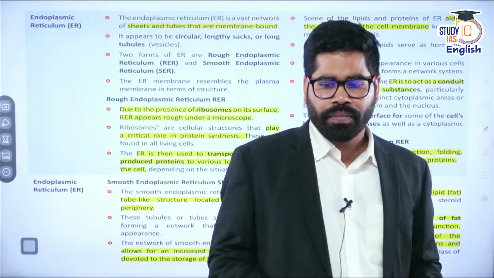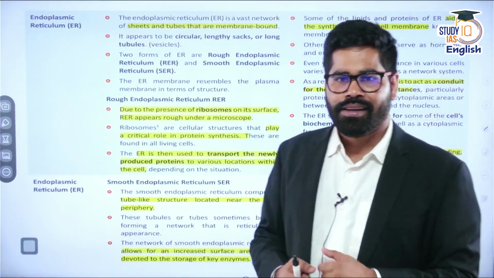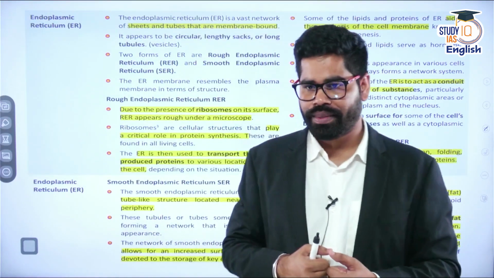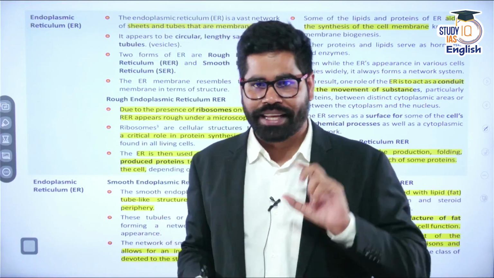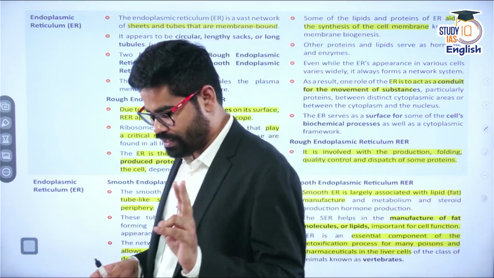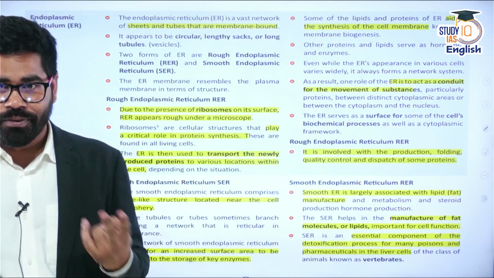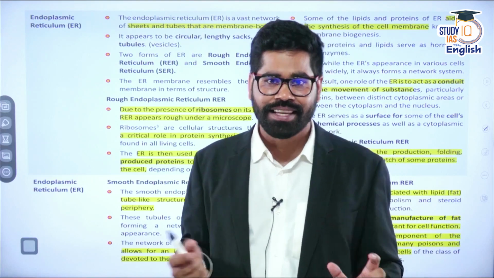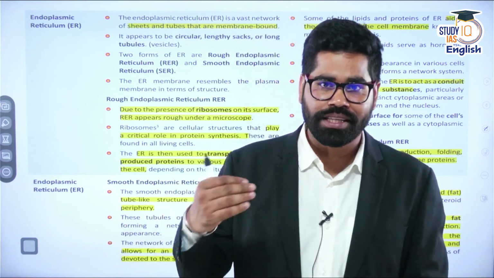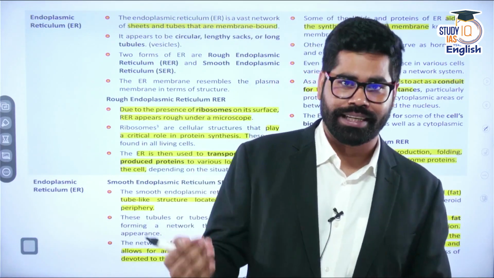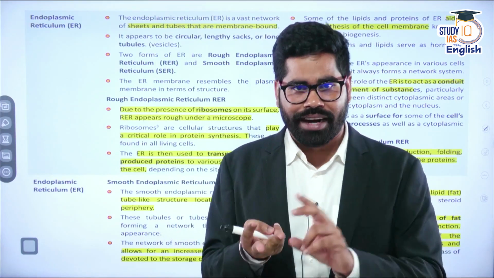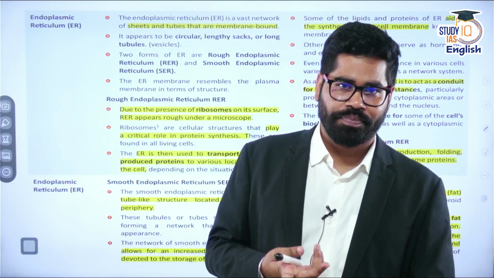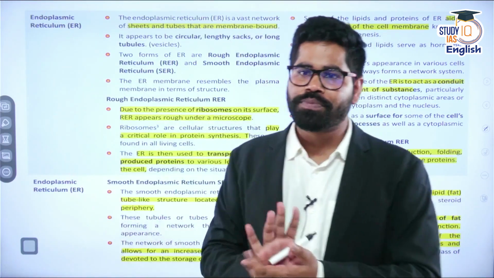Moving on, the next important organelle of the cell is the endoplasmic reticulum. There are three different organelles in the cell which perform the task of synthesis of various materials, their packaging and delivery to various parts of the cell or even outside the cell. These three organelles are the ribosome, the endoplasmic reticulum, and the Golgi apparatus. So let us first see the endoplasmic reticulum.